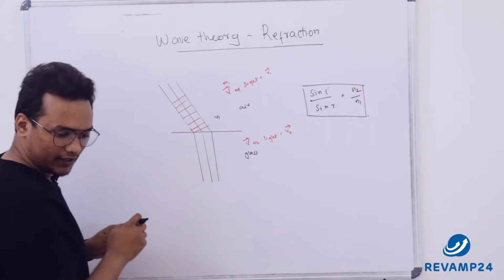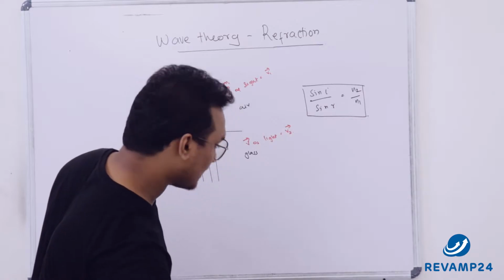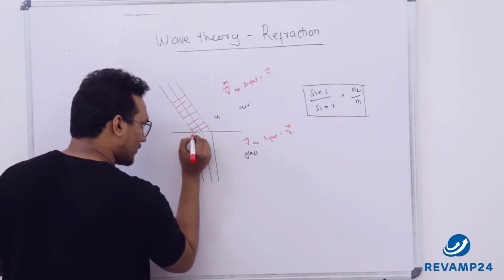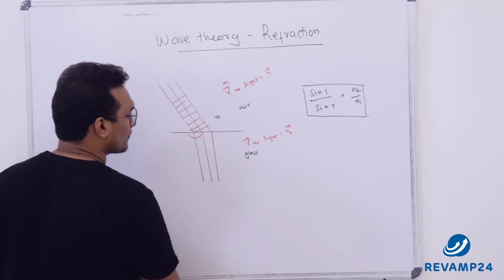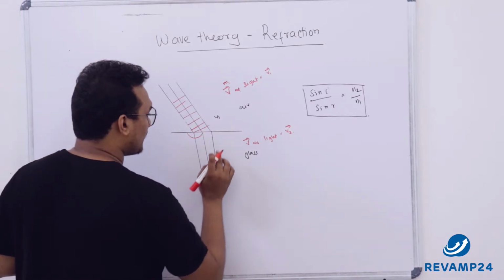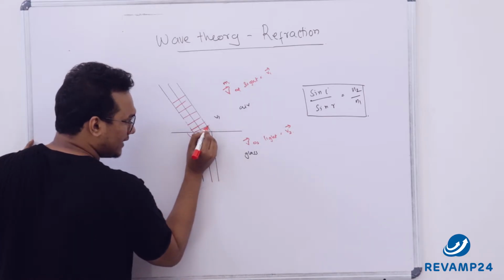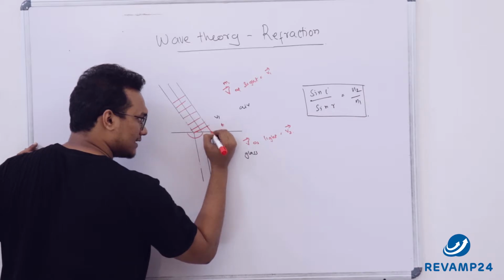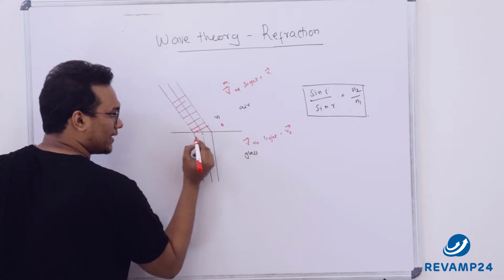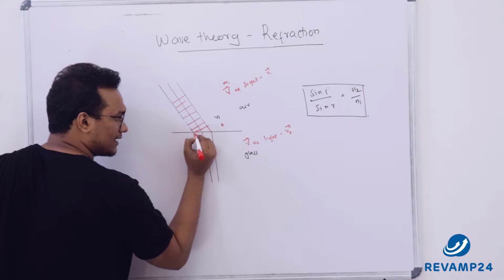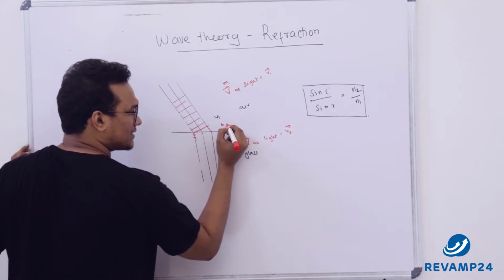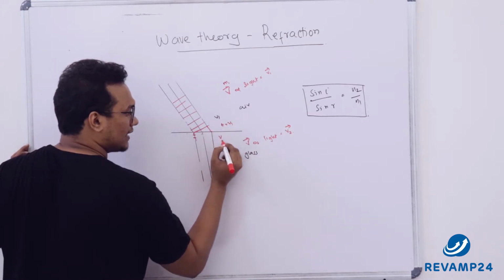Now from here wavelets would be generated, because this will act as a secondary source of light, and a wavefront is being generated in this direction. See here, in a time t this wavefront can reach this position, but at the same time this wavefront cannot reach the same distance. Why? Because here the velocity is a higher value, and here the velocity is a lower value.